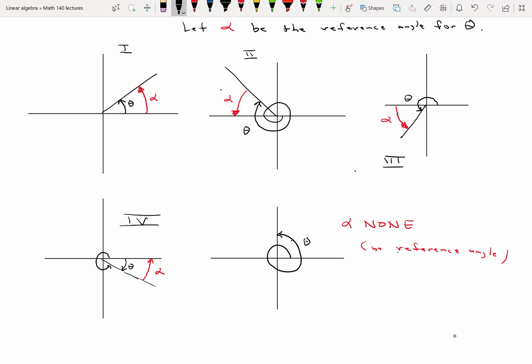That's a source of loss of points on tests, that students will assume that, well, if the angle is 90 degrees, then the reference angle is also 90 degrees. Nope. Quadrantal angles have no reference angles.